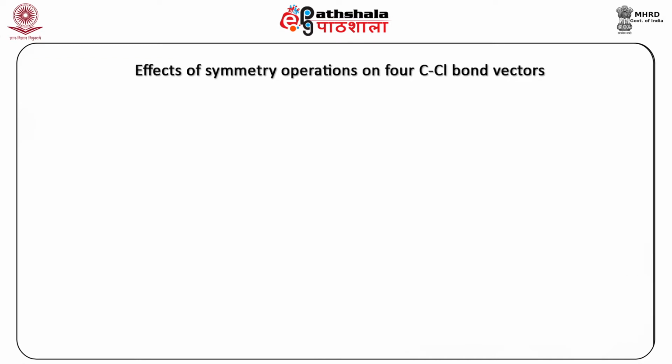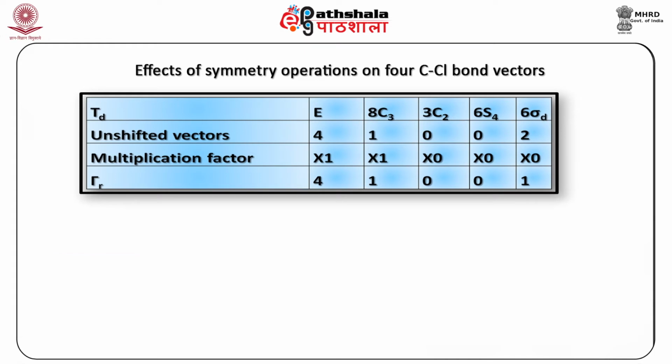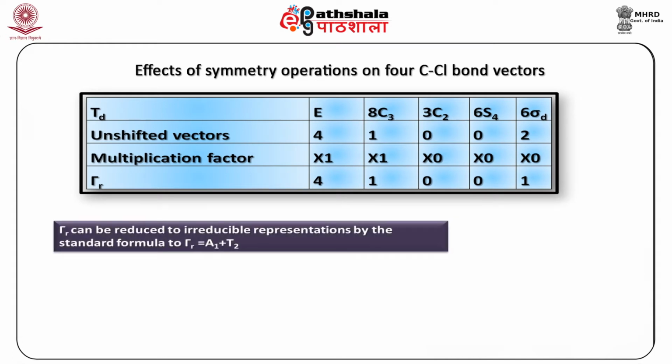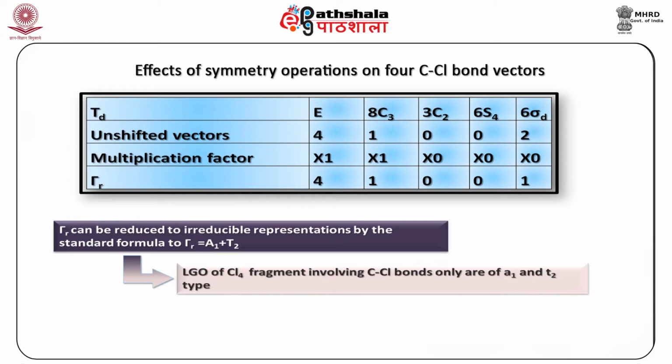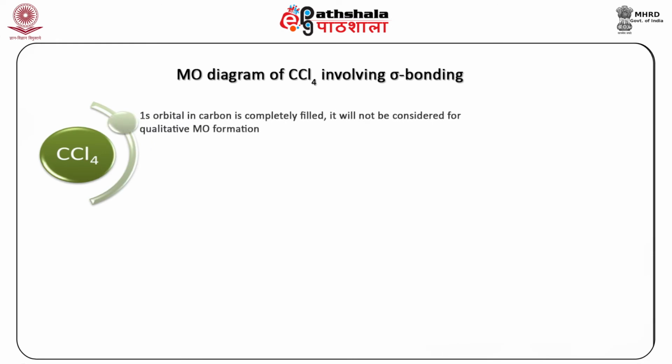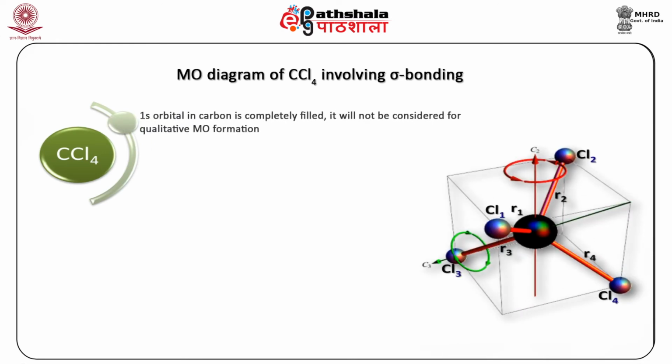The effects of symmetry operations on these 4 C-Cl bond vectors are summarized in the table, and gamma r can be reduced to irreducible representations by the standard formula, and the result is gamma r equals A1 plus T2. It means the ligand group orbitals of the Cl4 fragment involving C-Cl bonds only are of A1 and T2 type. As the 1s orbital in carbon is completely filled, it will not be considered for qualitative molecular orbital formation of the CCl4 molecule. The 2s and 2p orbitals in carbon are used in molecular orbital formation.